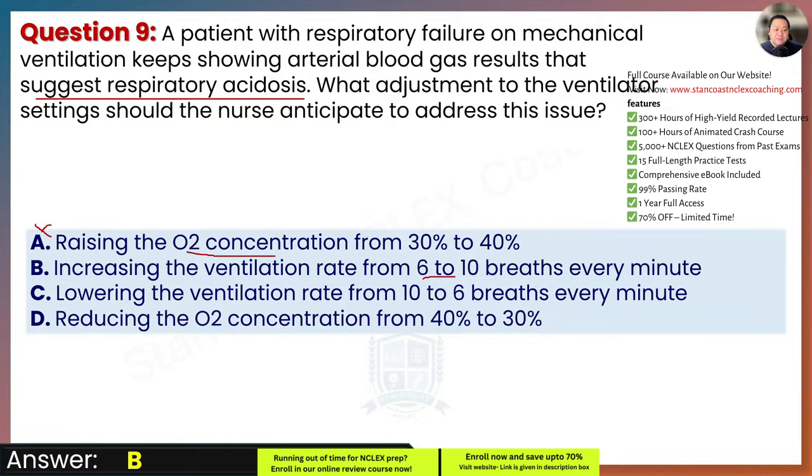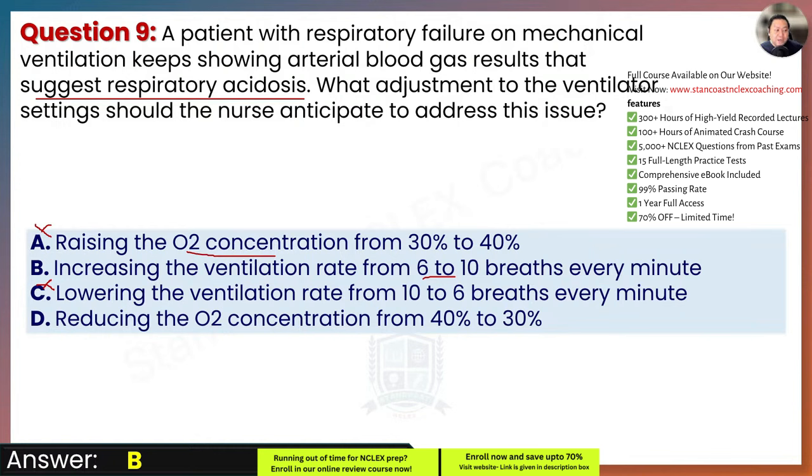What about letter C? Lowering the ventilation rate from 10 to 6 breaths every minute. Well, if you're doing that, this would do the opposite of what's needed. If there are going to be fewer breaths, it simply means that there's going to be less CO2 removed. So this can worsen the respiratory acidosis. Okay. Now, remember that we have a problem with respiratory acidosis, so we need to increase the ventilation rate.